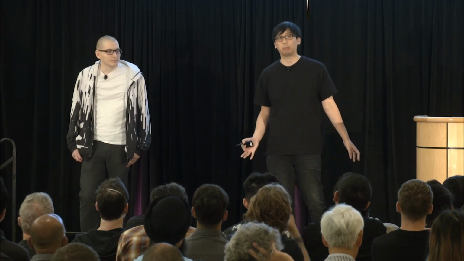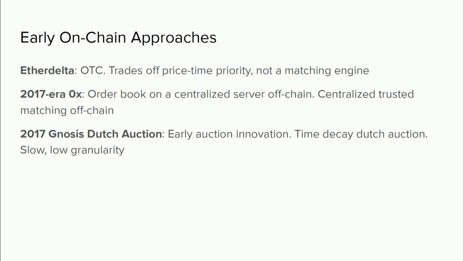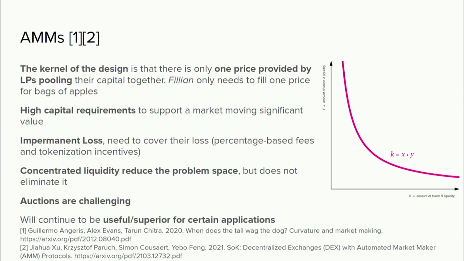So, AMMs. I'm sure most of us are familiar with AMMs, but what we want to point out here is that the kernel of AMMs is that you're providing a single price. By aggregating your orders together into a single liquidity provider, the problem we had with these many different orders goes away, because you're just dealing with one record on chain, and you only need to fill one price. The trade-off, as we know, is high capital requirements. You need to put in a lot of money, and there's impermanent loss. Concentrated liquidity, adjusting the curve, definitely helps significantly with that, but it doesn't eliminate the problem space. You still need to be supplying $1,000 of X and $1,000 of Y to do these LP constructions.